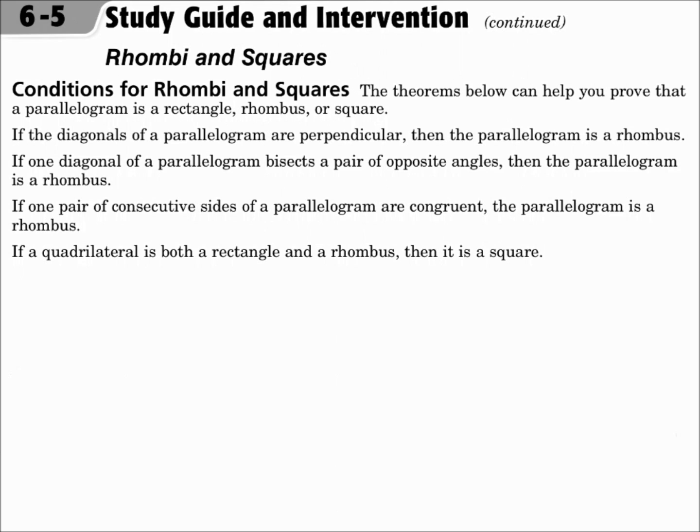To prove that a parallelogram is a rectangle, rhombus, or square, you can use these theorems. If the diagonals of a parallelogram are perpendicular, then it's a rhombus. If one diagonal of a parallelogram bisects a pair of opposite angles, then it's a rhombus. If one pair of consecutive sides of a parallelogram are congruent, then it's a rhombus. And if a quadrilateral is a rectangle and a rhombus, then it's a square. Remember these theorems whenever you're trying to prove that something is a rhombus or a square.